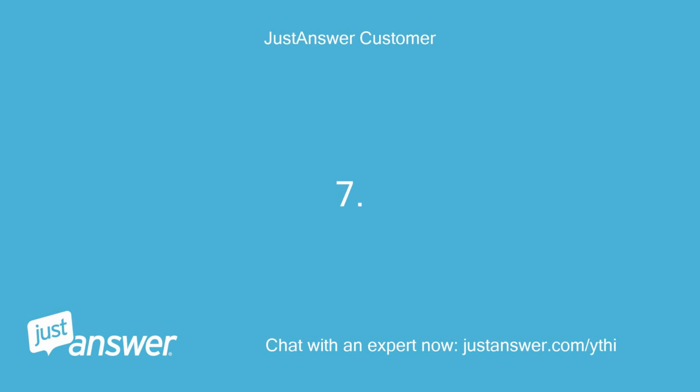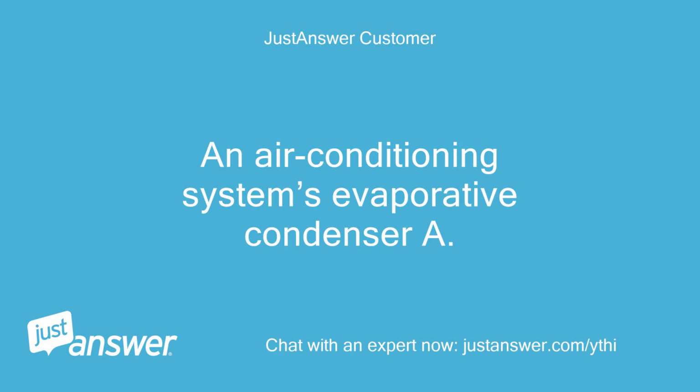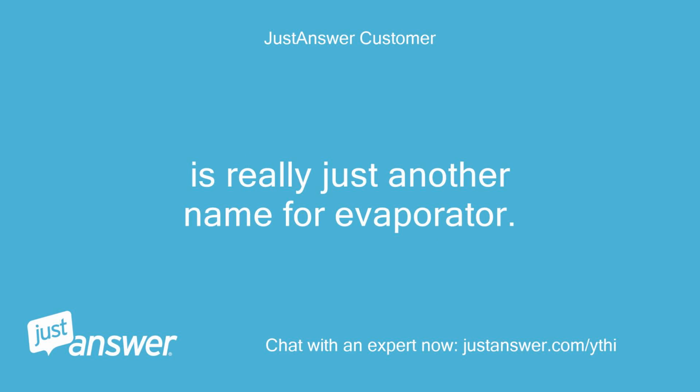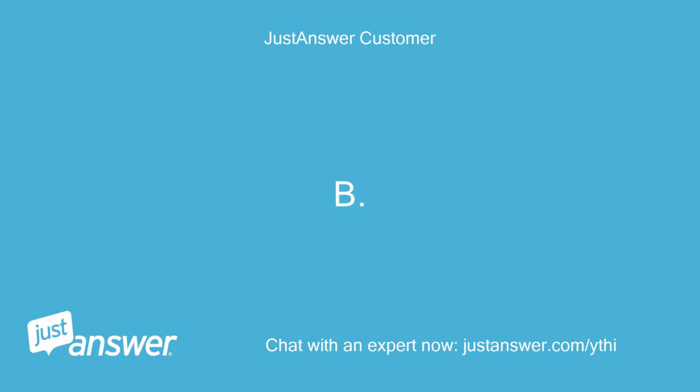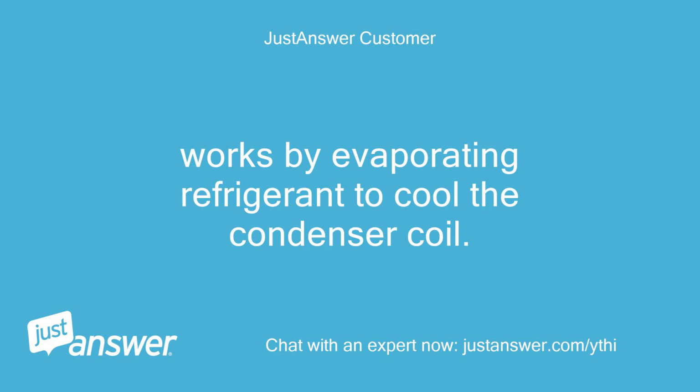7. An air conditioning system's evaporative condenser A. is really just another name for evaporator. B. Works by evaporating refrigerant to cool the condenser coil.